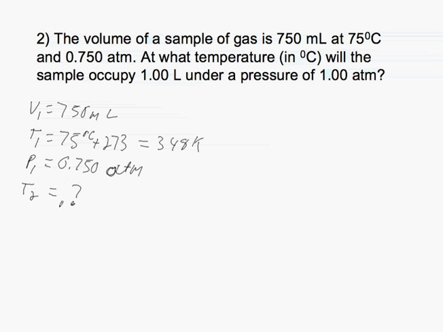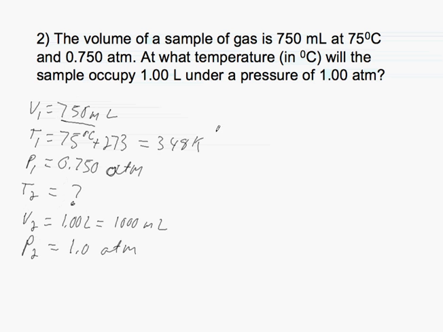In degrees Celsius, will the sample occupy 1 liter? So this is my volume 2, which is equal to 1 liter. But you notice that my first volume is 750 milliliters and my second volume is 1 liter, so this needs to be converted to milliliters. So this is equal to 1,000 milliliters under a pressure of 1 atmosphere. So P2 is equal to 1.0 atmosphere.